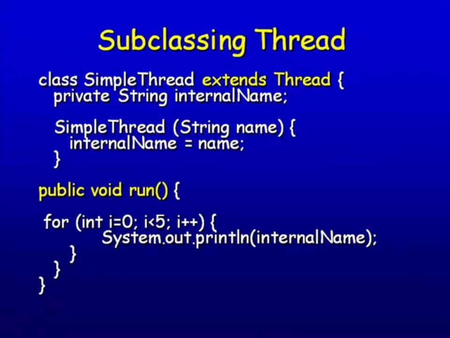So here is a little example. We're going to have a class called SimpleThread, which extends Thread. Each instance of this class is going to track its own internal name, which we get by passing some string into the constructor. And then, just like we do for a regular method, we provide a public void run method, but now this is special because it's part of the Thread class. In this separate thread of execution, our little program is simply going to print out its internal name 5 times.